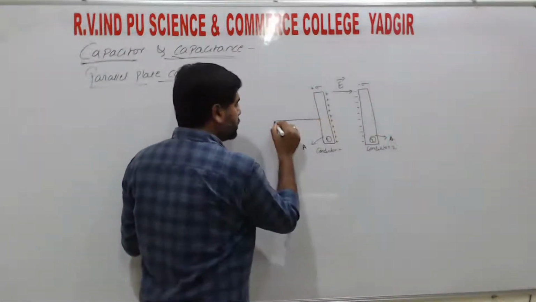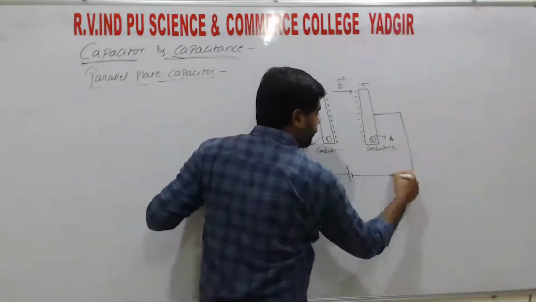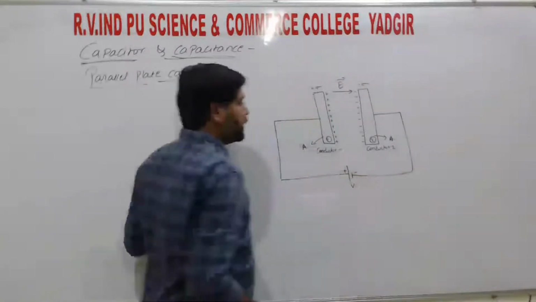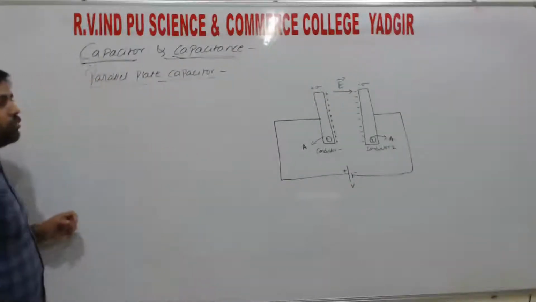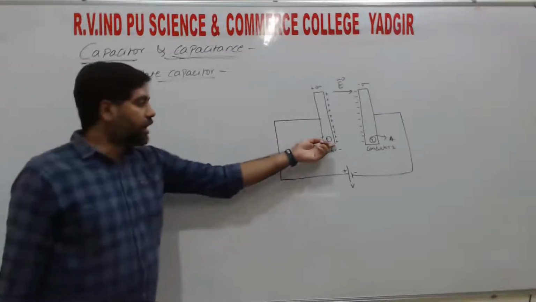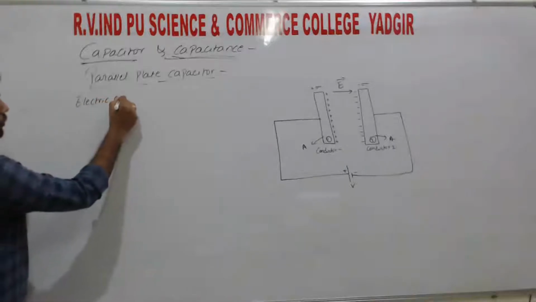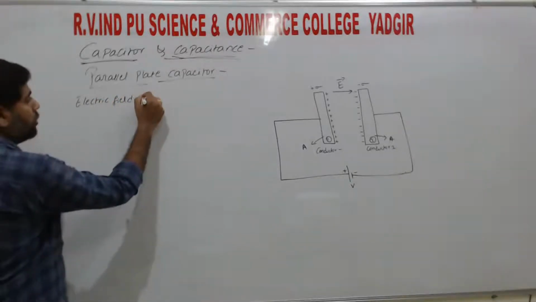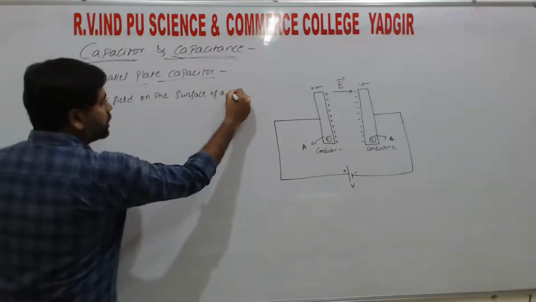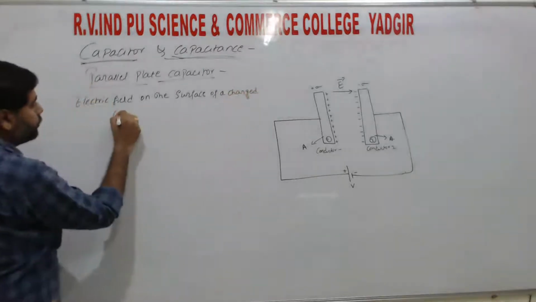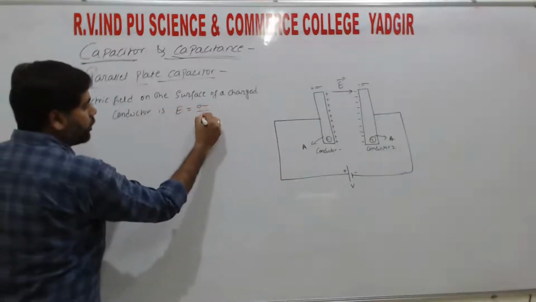Now these two conductors are connected to an external battery, with potential plus and minus. From the properties, the results on the conductor, we have one relation: the electric field on the surface of a charged conductor is E equals sigma by epsilon.